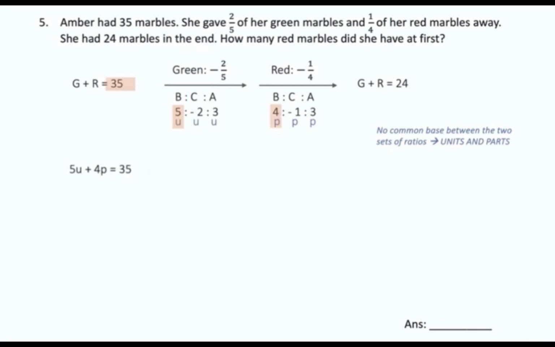Now, look at the next value. There are 2 values in the question. The other value is 24. But this 24 is in the end. So we are talking about 3 units of green in the end, plus 3 parts of red in the end, gives you 24. Right? Now you've got 2 statements.